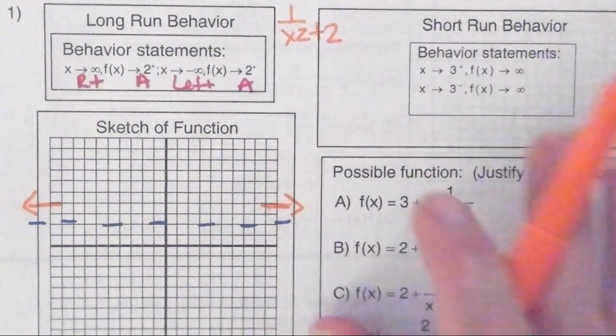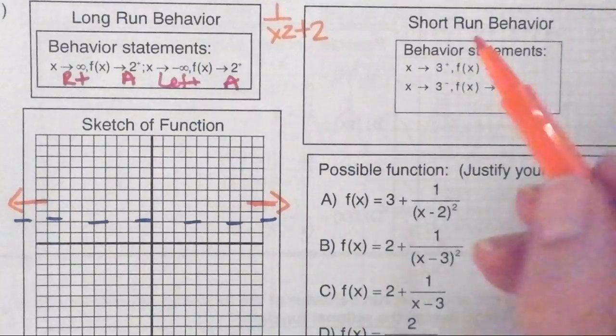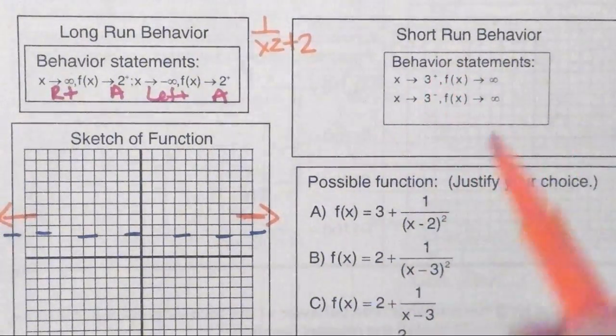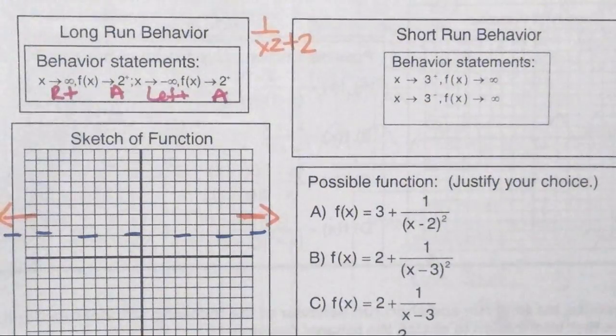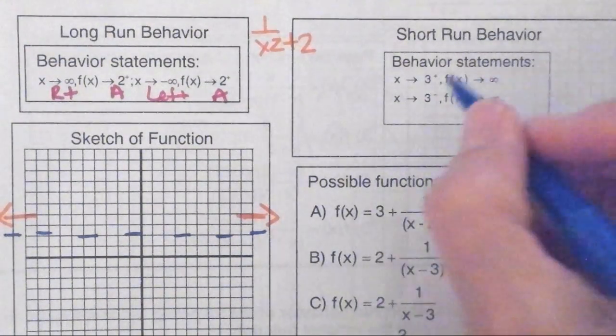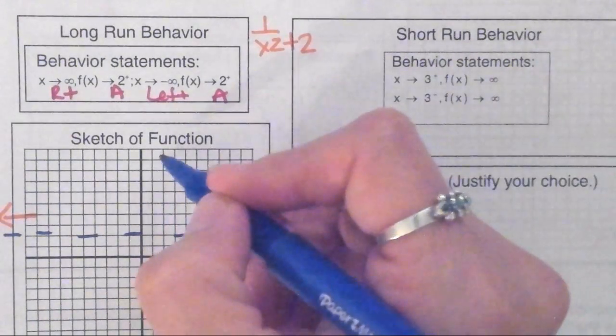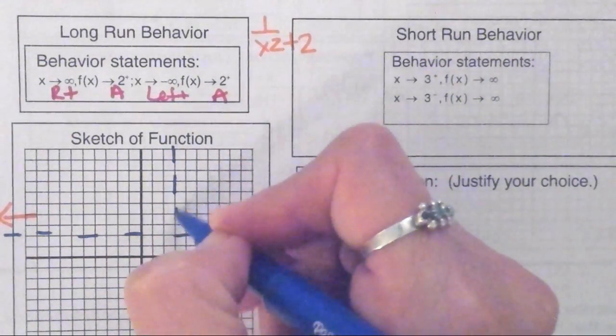Okay, now I'm going to go look at my short run. My short run's going to tell me about my vertical. Where did they tell me I have a vertical asymptote at? At 3, and I only have how many? 1. I only have 1 vertical asymptote, and they're telling you that it's at 3. So this right here, this number is going to give me my vertical asymptote. So 1, 2, 3.